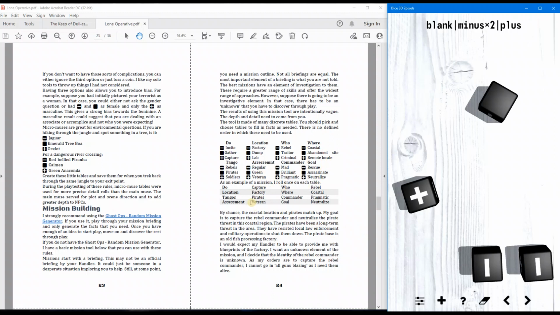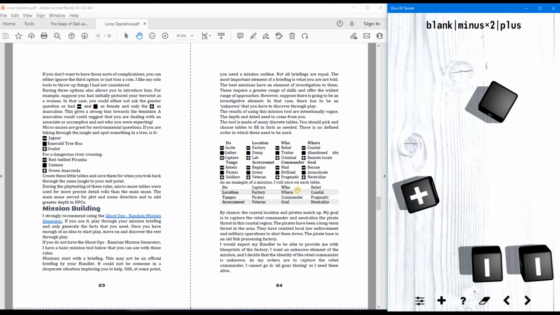So I rolled on each of these, each micro muse, and came up with these facts for my mission. The mission was to capture a rebel. The location is a factory, a coastal factory. The Tangos were pirates, and the commander is meant to be very pragmatic. The assessment of the pirates was that they were veterans, and the goal is to neutralize them.